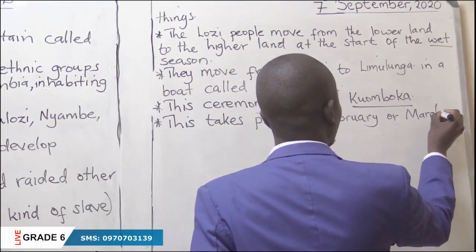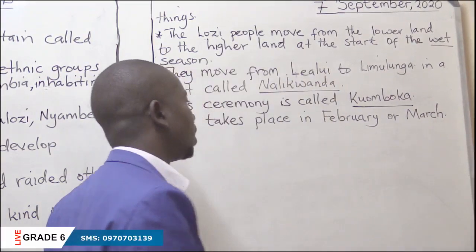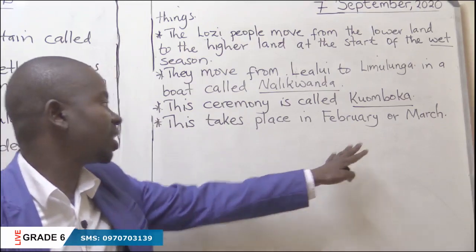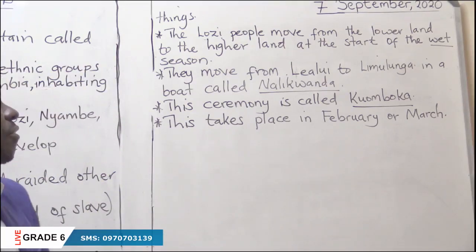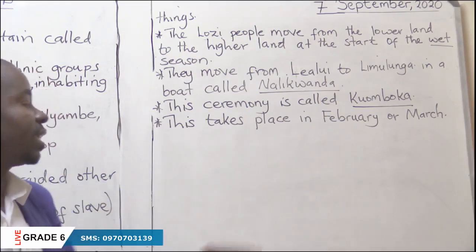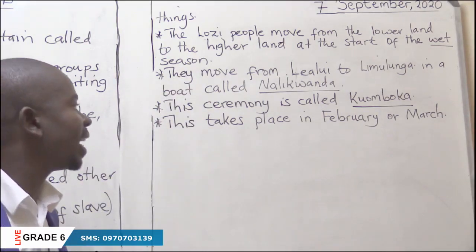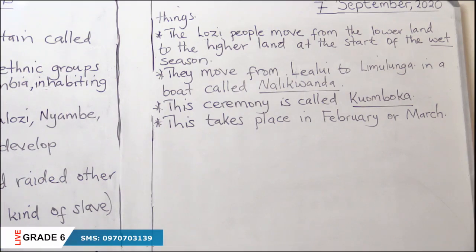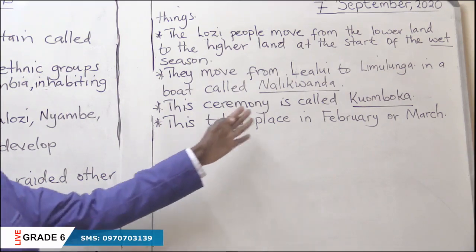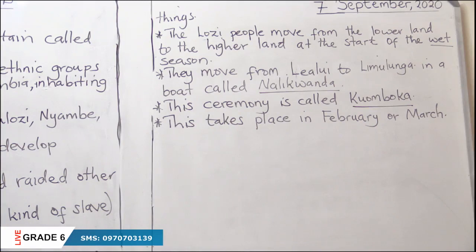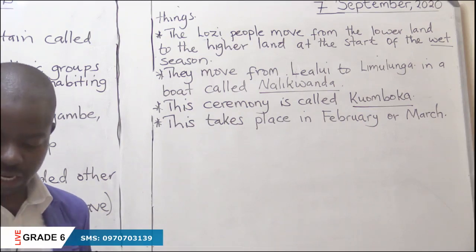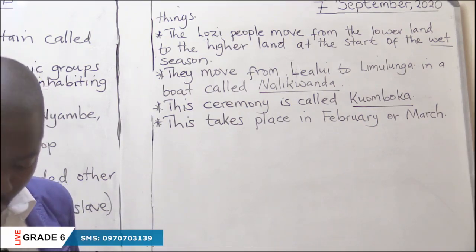Boys and girls, you must understand that between February and March, this is the time when the Zambezi River is flooded, and that's the time when the Lozi people move from the lower land to the higher land in a boat called Nalikwanda, and the ceremony is called Komboka.